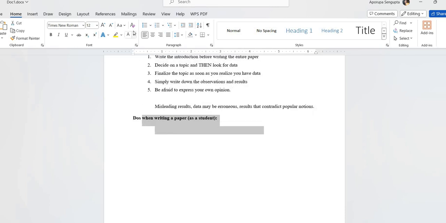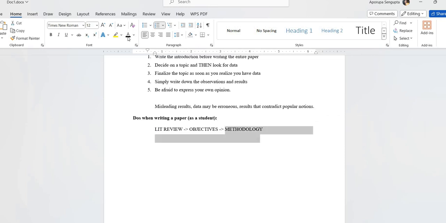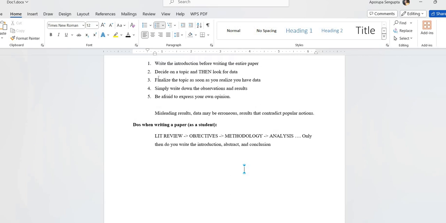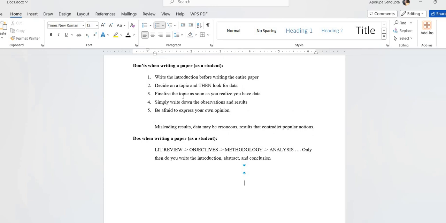If I could just bring it out: literature review, objectives, methodology. What I mean by that, basically, I think I have one more line to go with that. Yes, I have. So let me just bring out everything. I think that's it. So what I mean by that is basically connected to these first few points.